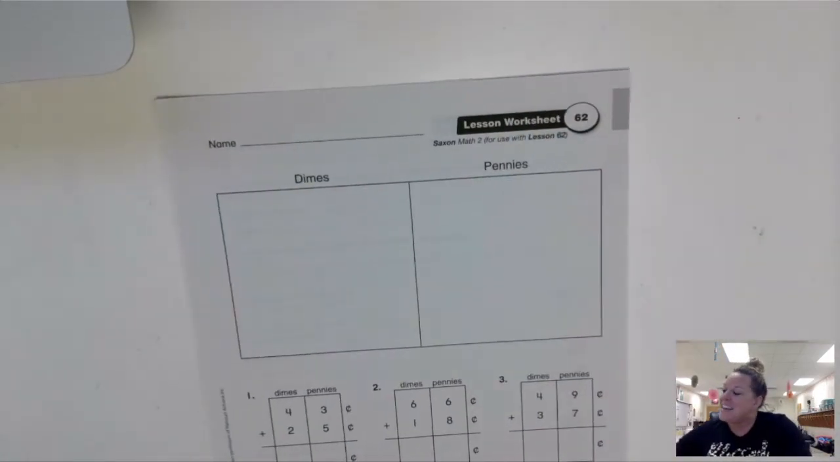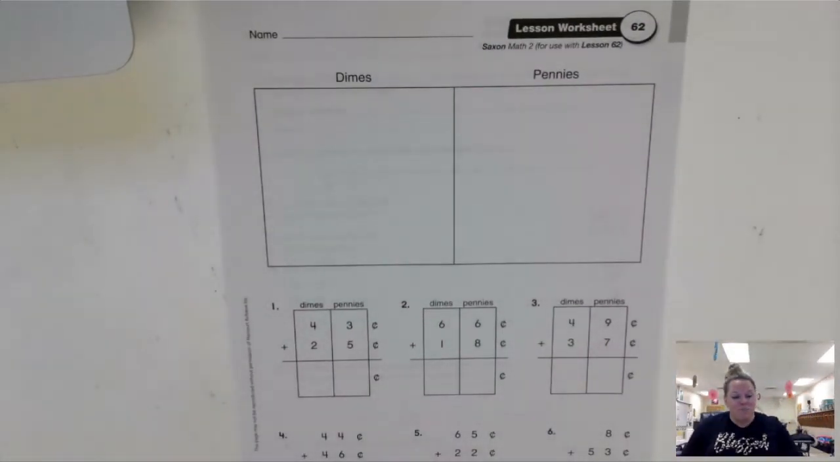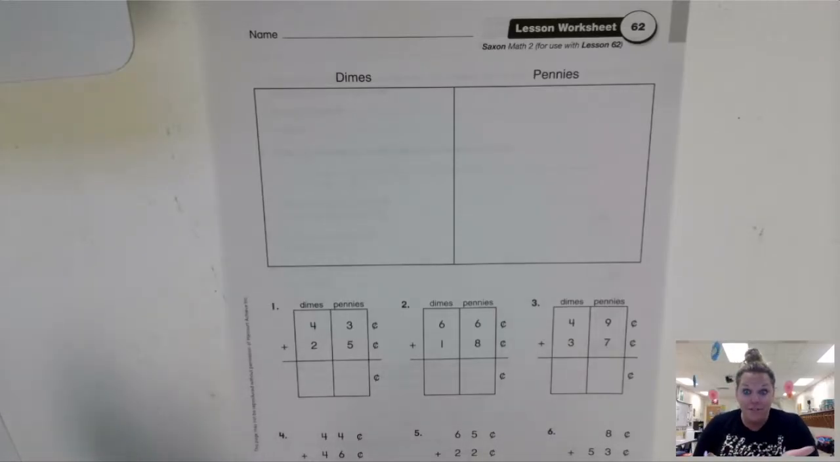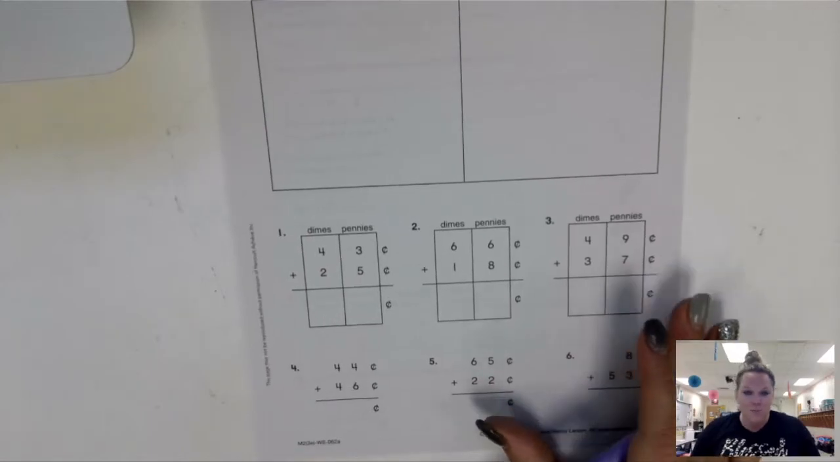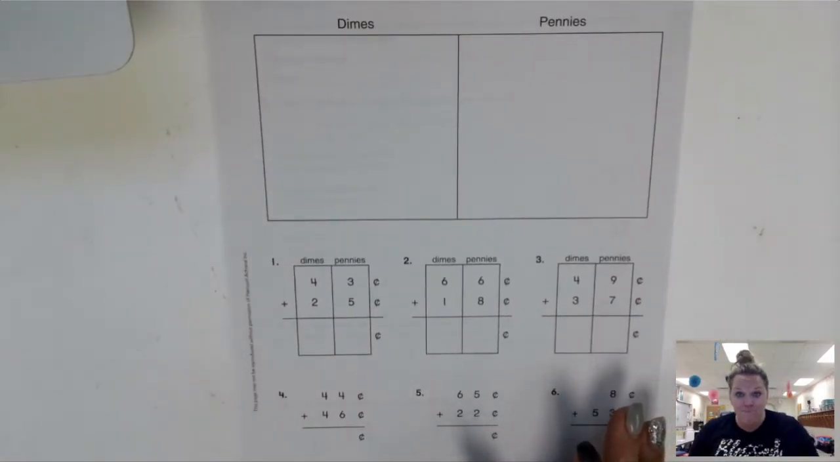All right. Today, for our math lesson, we are looking at lesson 62. Yesterday, we had a chance to take a look at trading pennies for dimes. Remember that when you have 10 or more pennies, you can trade them. Get rid of all that extra coin and put a dime in its place. So today we're going to practice that again. So you'll need this worksheet. It's lesson worksheet 62. It's in your Tuesday folder.